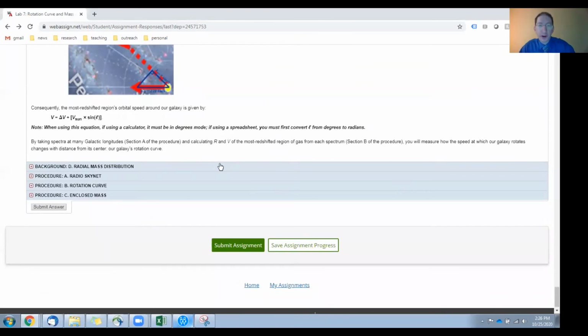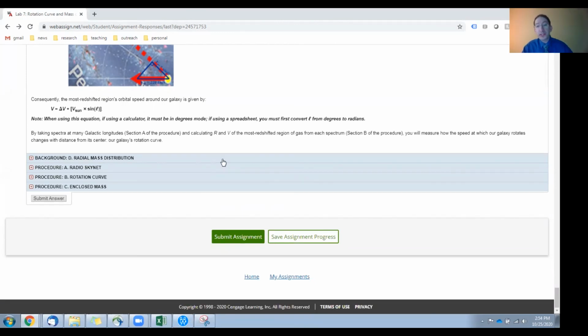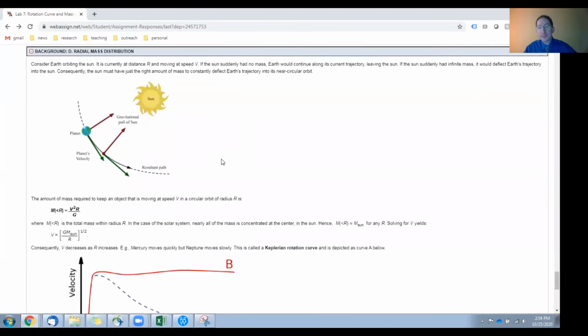Once you do this for a variety of lines of sight and a variety of these special points, you'll have the galactic rotation curve. Now, let's take a look at our last section where we'll use these distances and velocities to determine the distribution of mass throughout the plane of the galaxy.